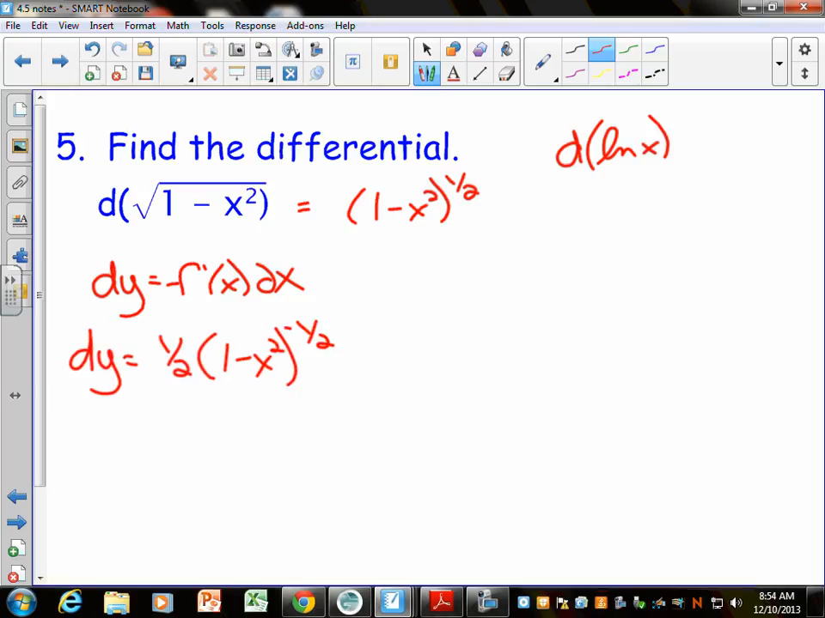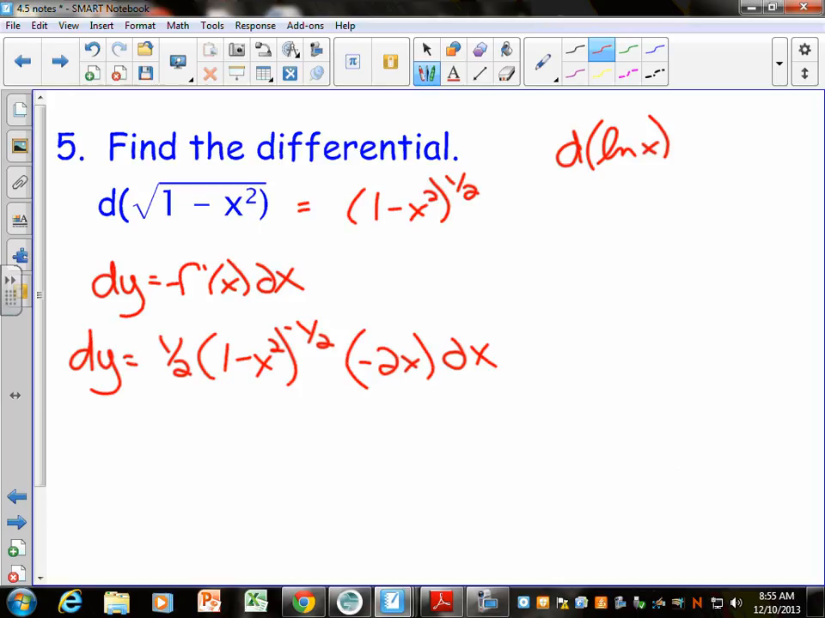Alright, we bring out the 1/2, subtract 1 from the exponent, but don't forget to multiply by the derivative of the inside, which would be negative 2x. And then we have to put dx there, and probably just like on the last test we had the antiderivative, and some people forgot their plus c. On this test, what you forget is the dx. You have to just remember that it's in the dx.